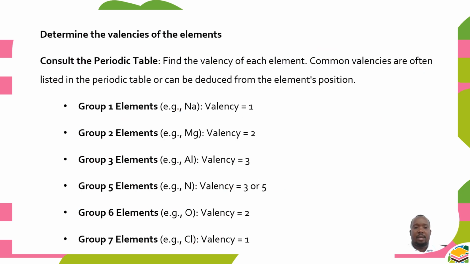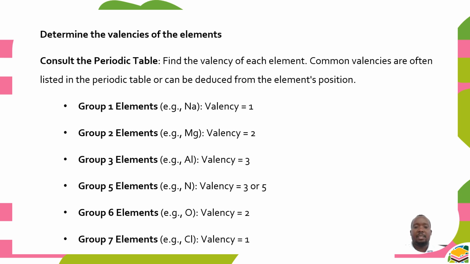Now, on the same, you have to consult the periodic table if you want to know the valences of elements. Remember, you have to go and consult the periodic table. You find the valence of each element. First of all, you know the elements, then you have to know the valence of each element. As simple as that. Know the elements, then know the valences of these elements by referring to the periodic table.